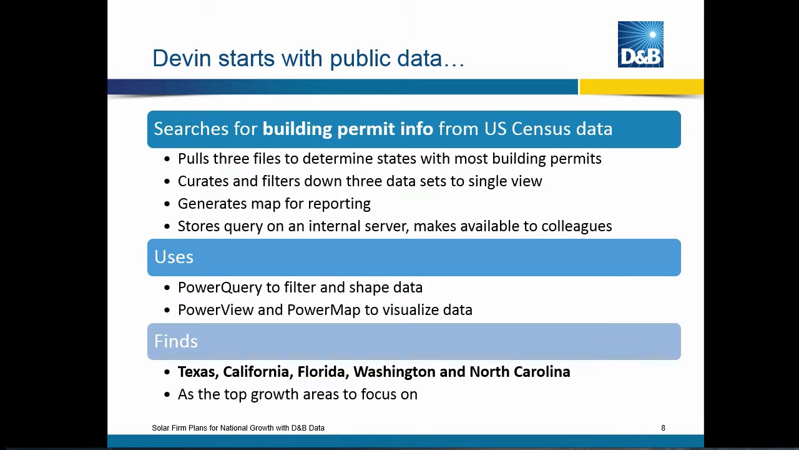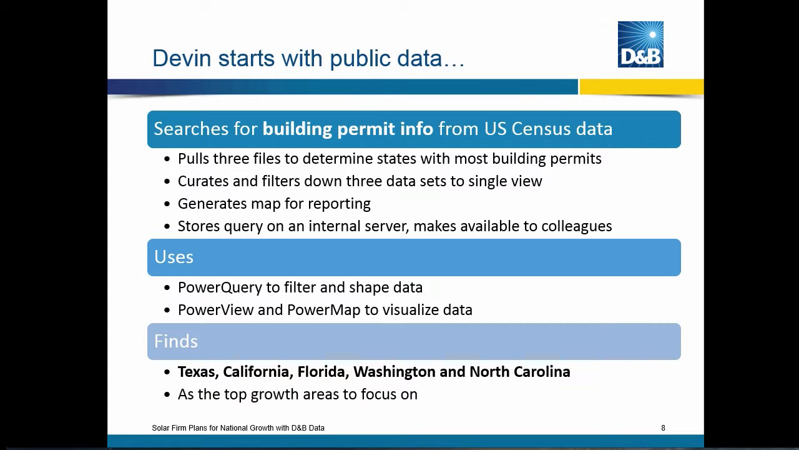So to recap what you saw in the demo, Devin started with public data, and he looked for building permits from U.S. Census data. Now he used PowerBI, specifically PowerQuery, to take the CSV files that were really not having a lot of meaning because they consisted of a lot of codes and individual numbers, and he used, as you might remember, some of the functionality in PowerQuery like unpivot to quickly aggregate some of the individual statistics.